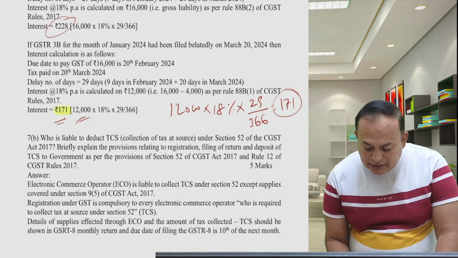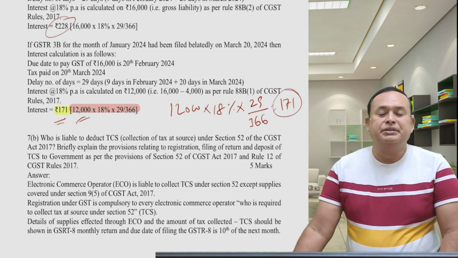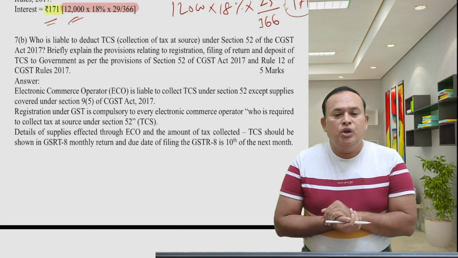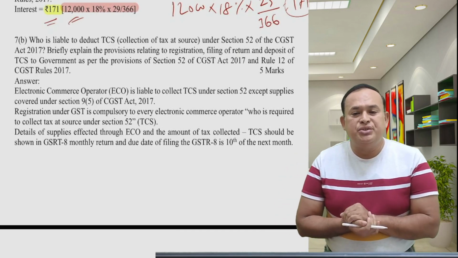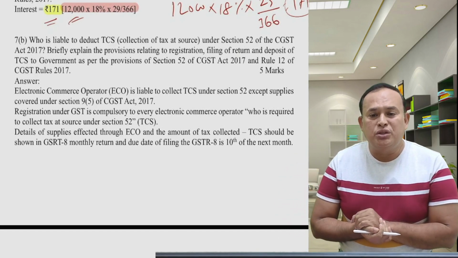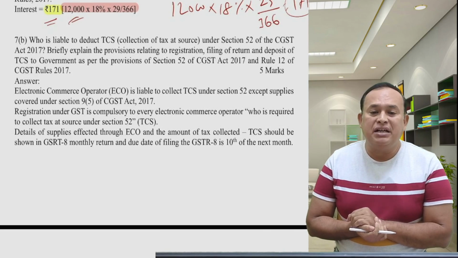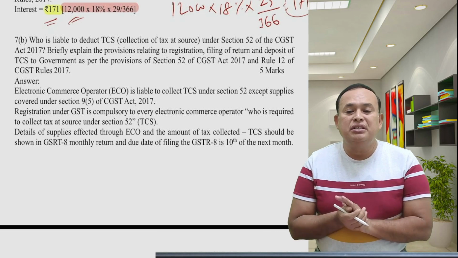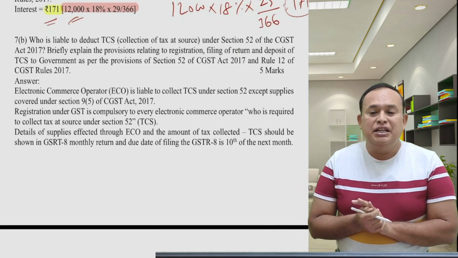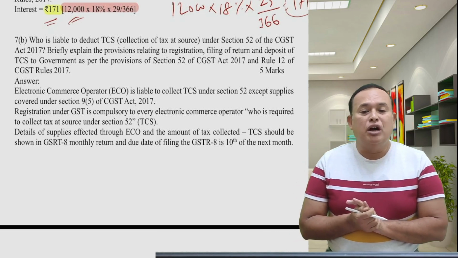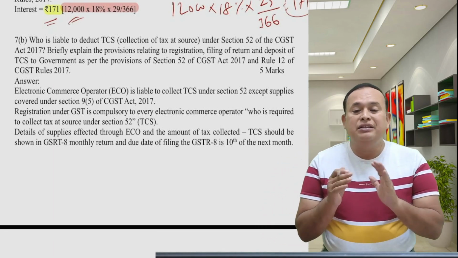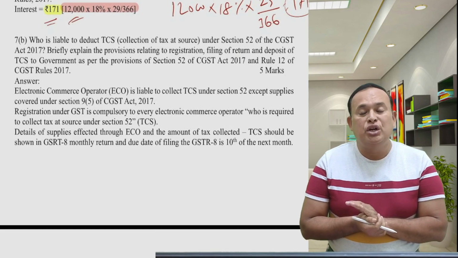The computation here I have presented for your kind consideration. Further referring 7b, who is liable to deduct the TCS, tax collected at source, under section 52 of the CGST Act? Briefly explain the provisions relating to registration, filing of return and deposit of the TCS to government as per the provisions of section 52 of the CGST Act and rule 12 of the CGST Rules 2017.